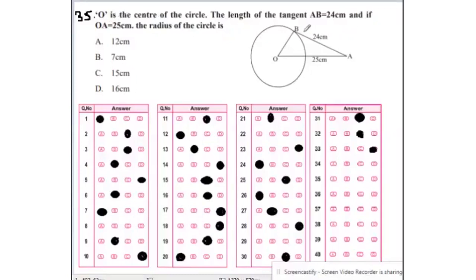35th question. O is the center of the circle. The length of the tangent AB is 24 and the distance from the center to the tangent is 25 centimeters. Find the radius of the circle. So we are going to find the radius of the circle.